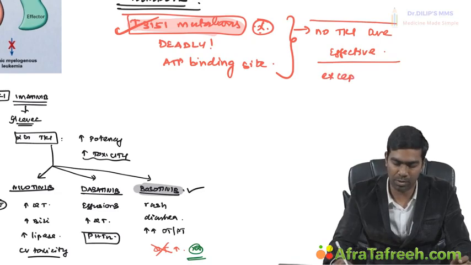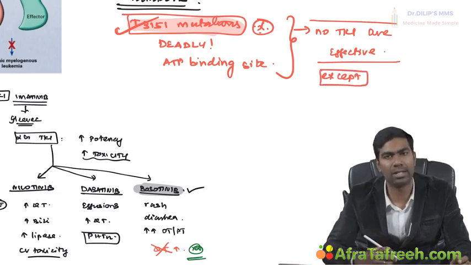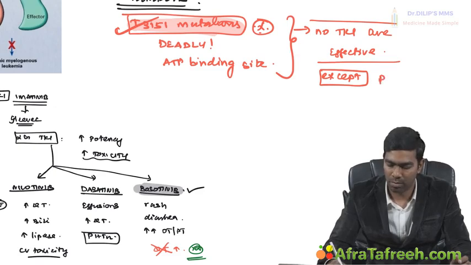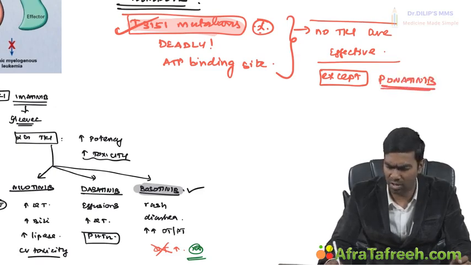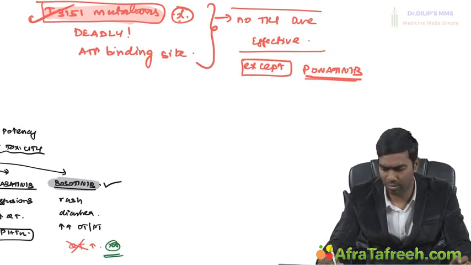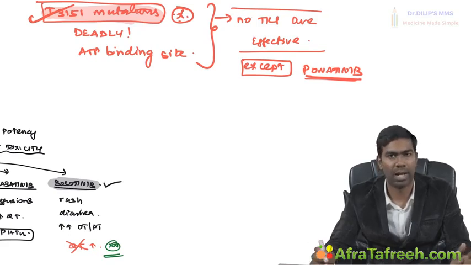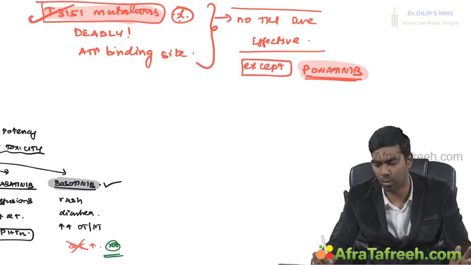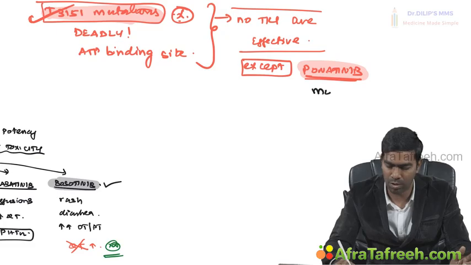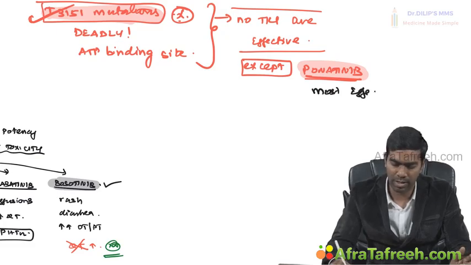But there is one important TKI, that is called ponatinib. Ponatinib is the only drug, if you ask me, among all the drugs. There are other drugs which I'm going to tell you about, like omacetaxine and all, that are also effective for T315I, but not as effective as ponatinib. Ponatinib is going to be the most effective drug for T315I.